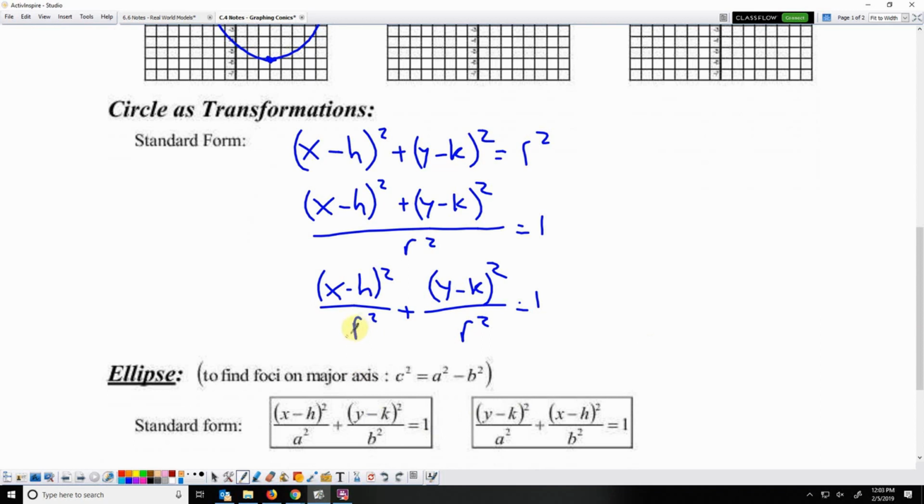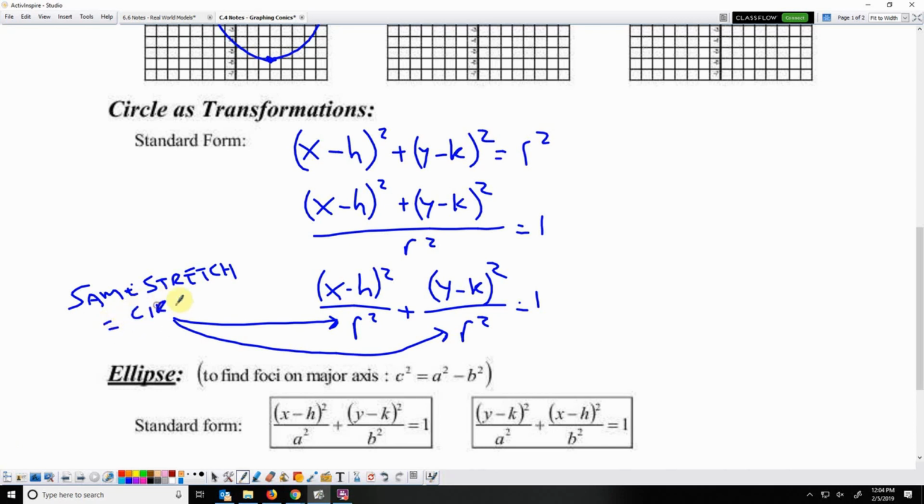In my vertical component and my horizontal component, I have the same stretch. So the horizontal dilation and the vertical dilation are exactly the same, and that is what makes it a circle. Okay, so same stretch is what makes this thing equal a circle.